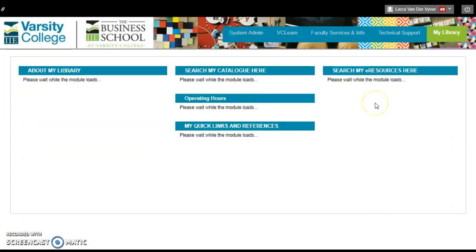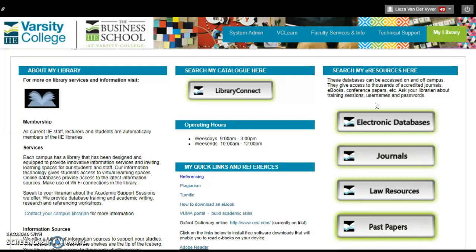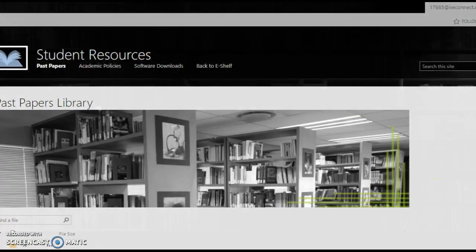And this is going to take you to the Varsity College Library, which you know, and you've been using throughout the semester. But this is where you pick up your past papers from. Now, past papers are absolutely crucial in your studying technique. So, the first thing you're going to do is click on past papers.